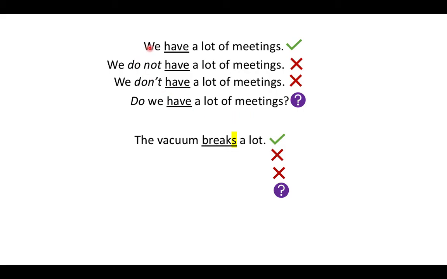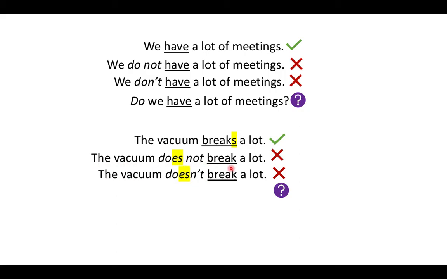So you just keep this sentence the same and you just add do at the front to make it a question. The vacuum breaks a lot. This one, we have to use an S after break because we said the vacuum, which isn't it, it's a thing. So to say the vacuum does not break a lot, it means that it does not. The vacuum is okay. So the vacuum does not break a lot. The vacuum doesn't break a lot.